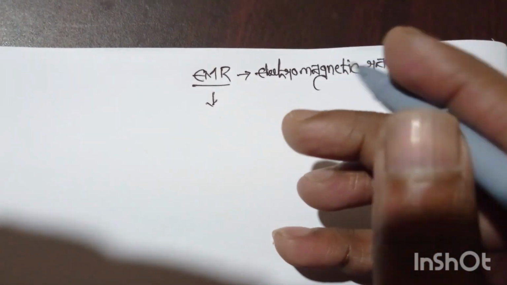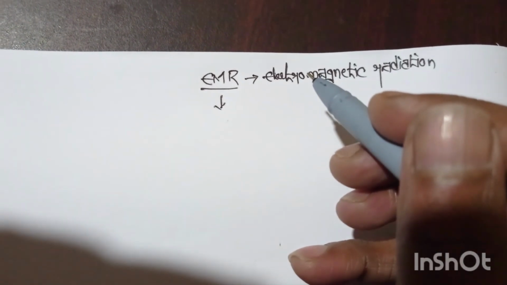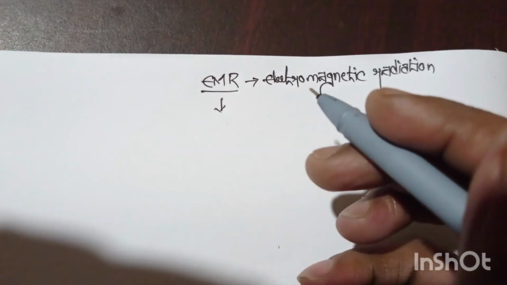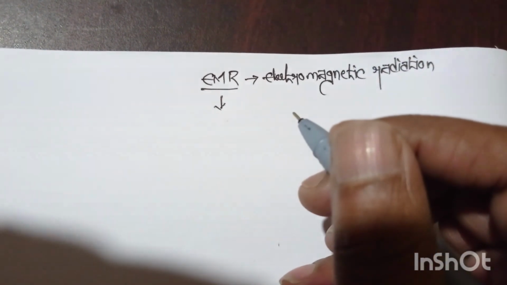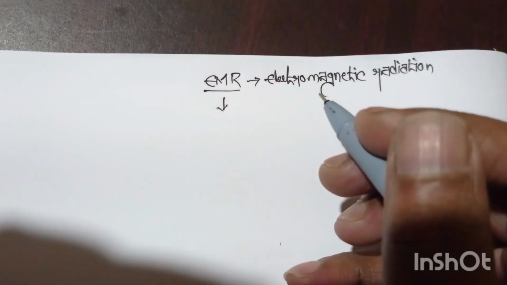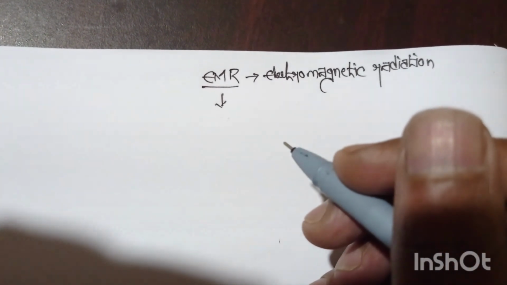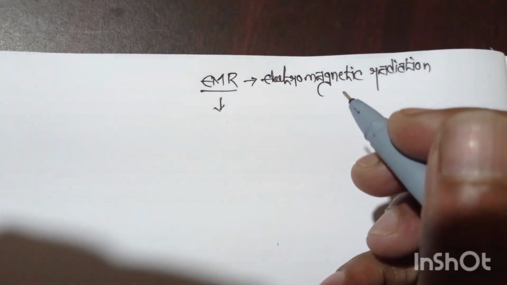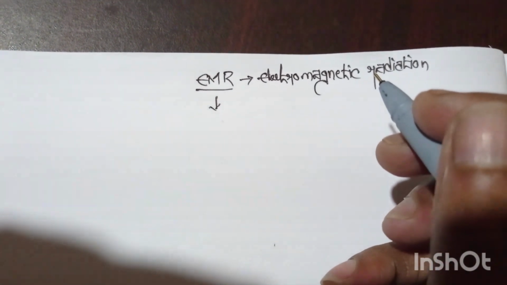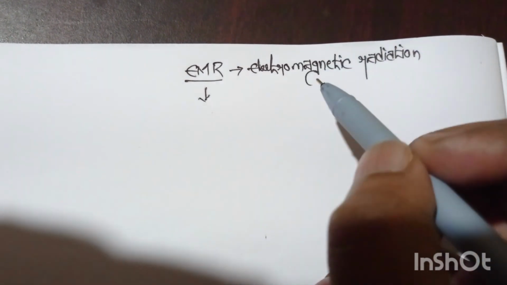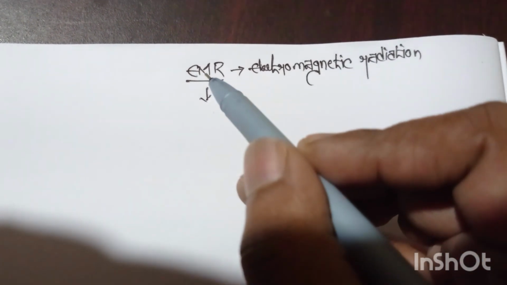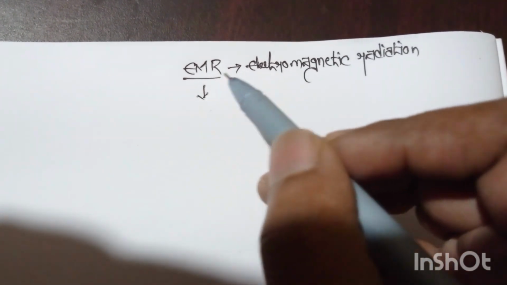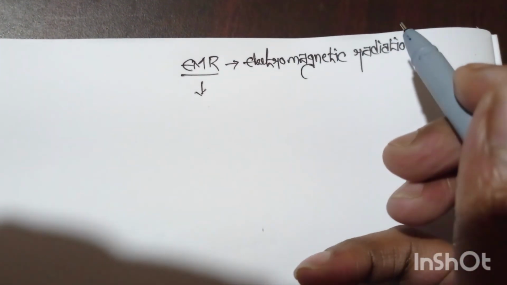Okay? So why do we have to study electromagnetic radiation in this session? Electromagnetic radiation has a wide range of applications in the medicinal field as well as in the technology field and whatnot. It is useful in all kinds of sectors nowadays. Electromagnetic radiation is abbreviated as EMR. E stands for electro, M stands for magnetic, R stands for radiation.